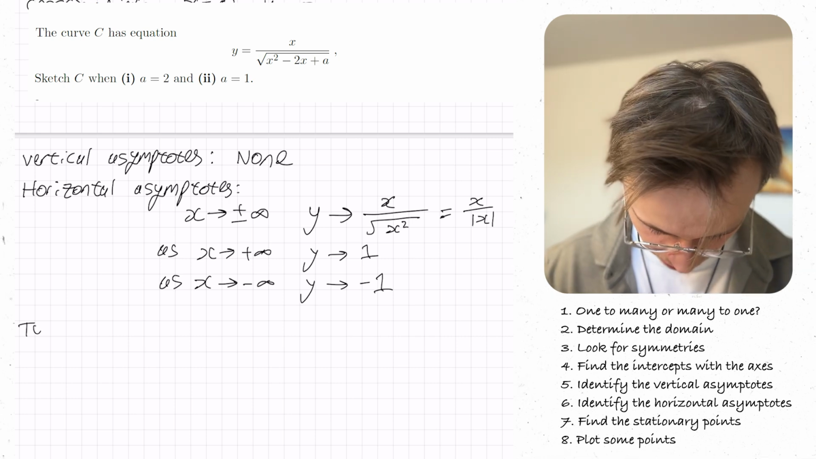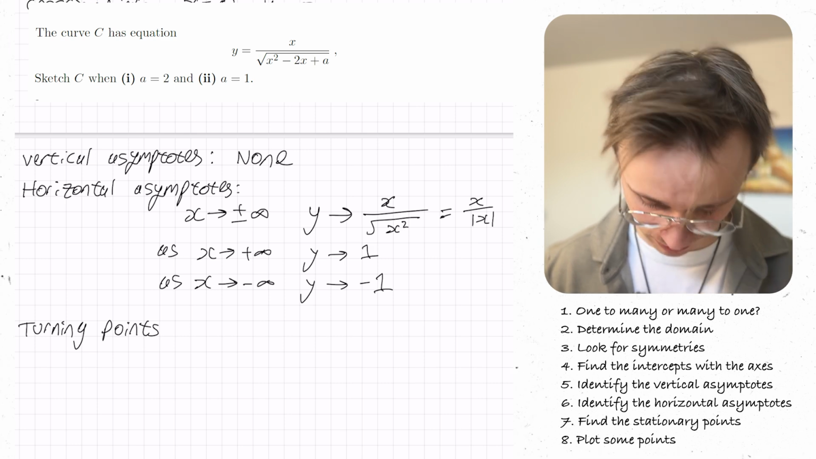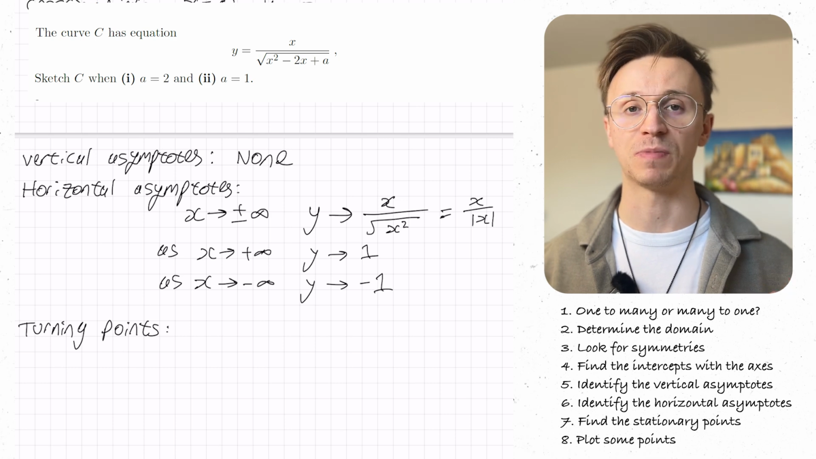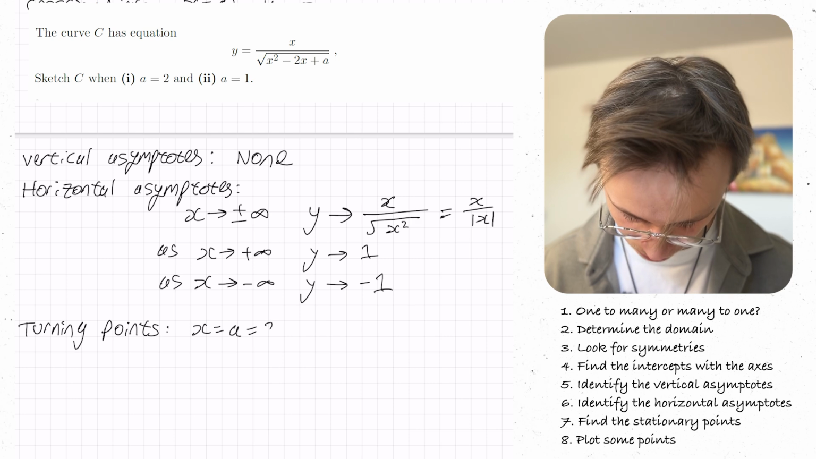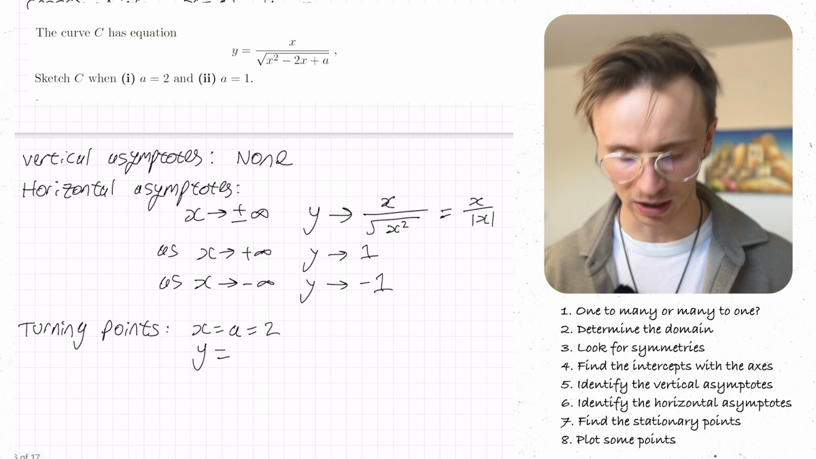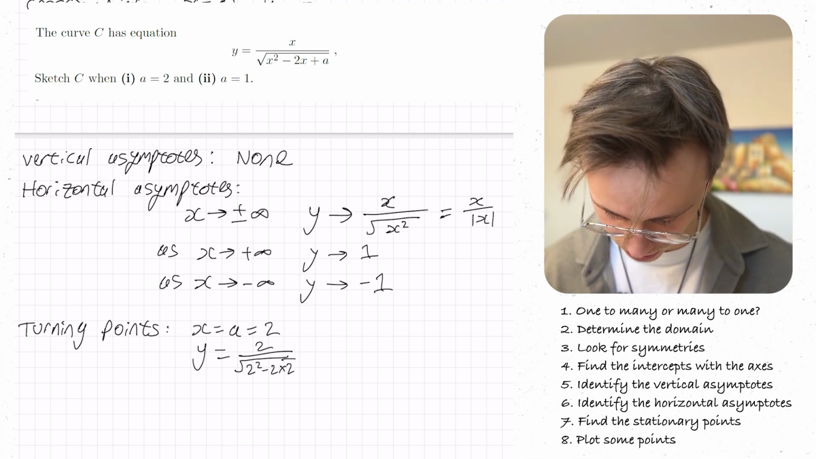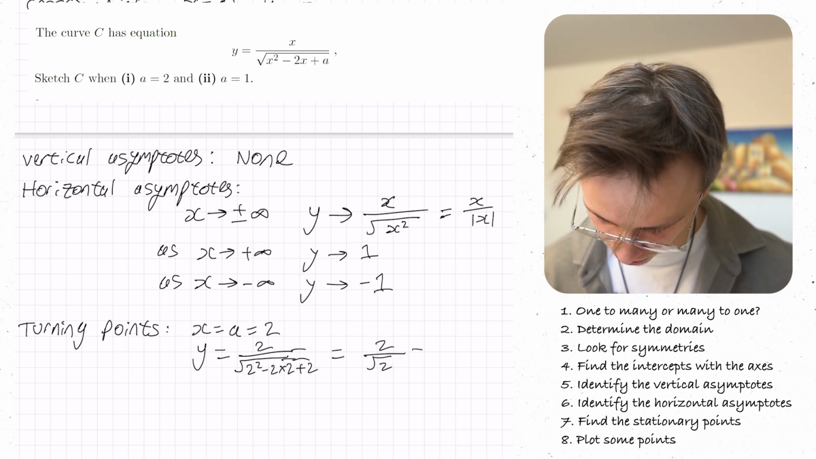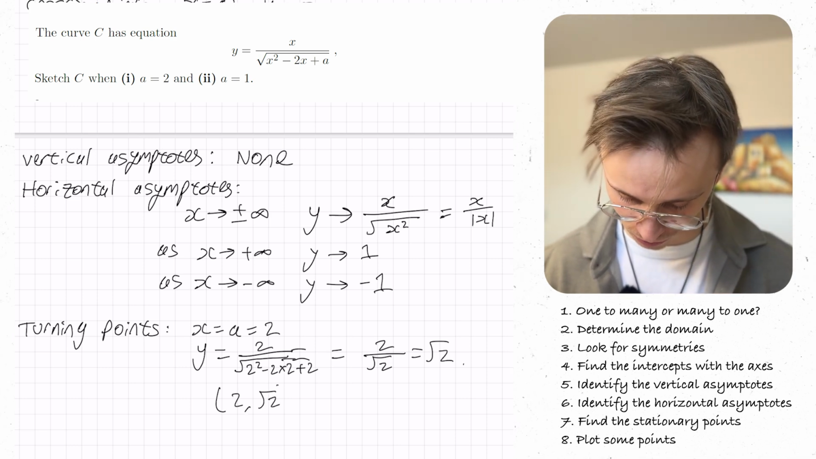Okay, so next is turning points. And this is quite easy because I've actually already found it. Because I now know I have a equals 2, which is bigger than 1, as we specified earlier, I have a turning point at x equals a, which is equal to 2. And then I can plug in to find y. So y equals 2 over the square root of 2 squared minus 2 times 2 plus 2, which is equal to 2 over root 2, which is equal to root 2. So I have a turning point at 2, comma root 2.